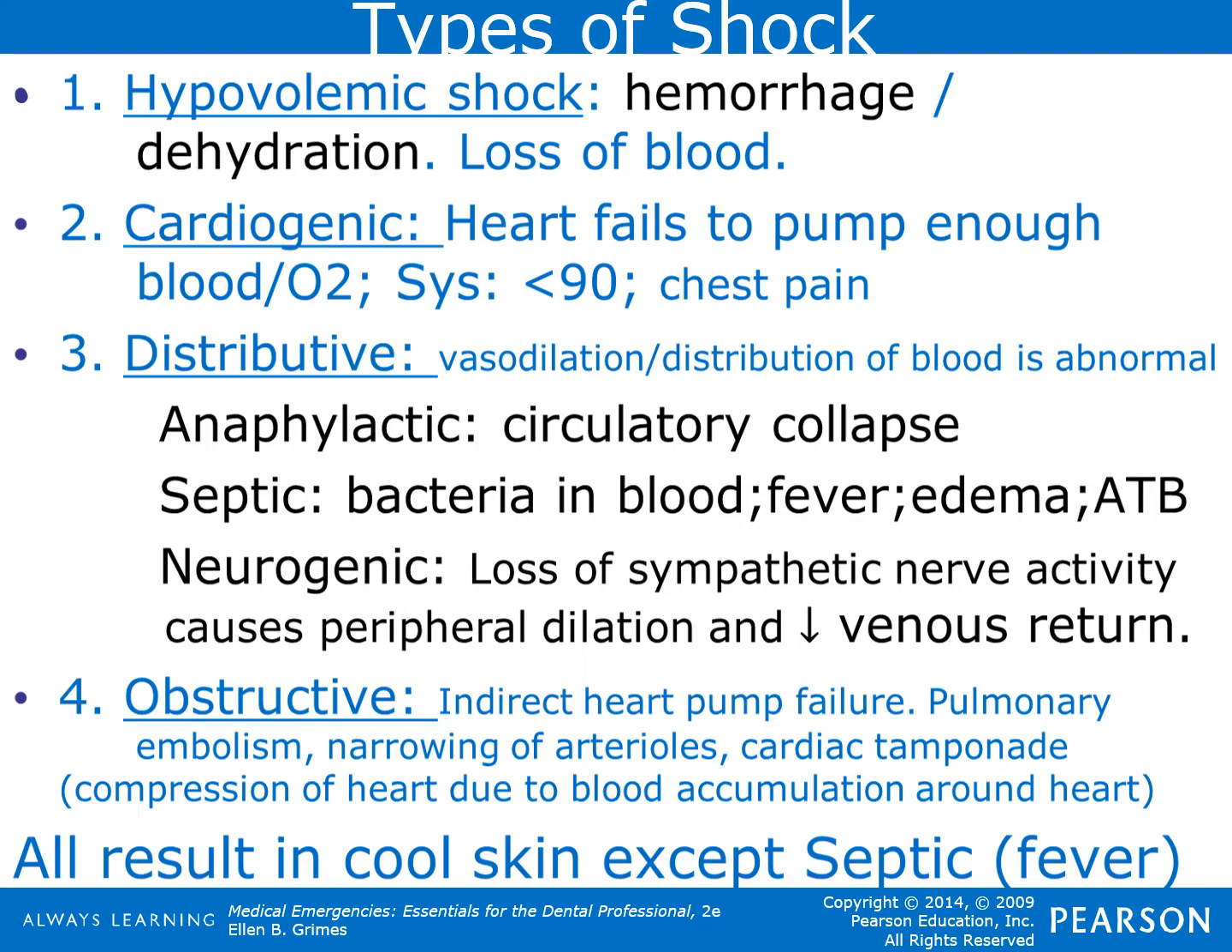Now that will go through an initial stage, a compensatory stage, progressive stage, and then it will go into the last stage. Now we have distributive. This is vasodilation and distribution of blood is abnormal. So this could be anaphylactic. You have an anaphylactic shock or anaphylactic something happen and your circulatory system collapses.